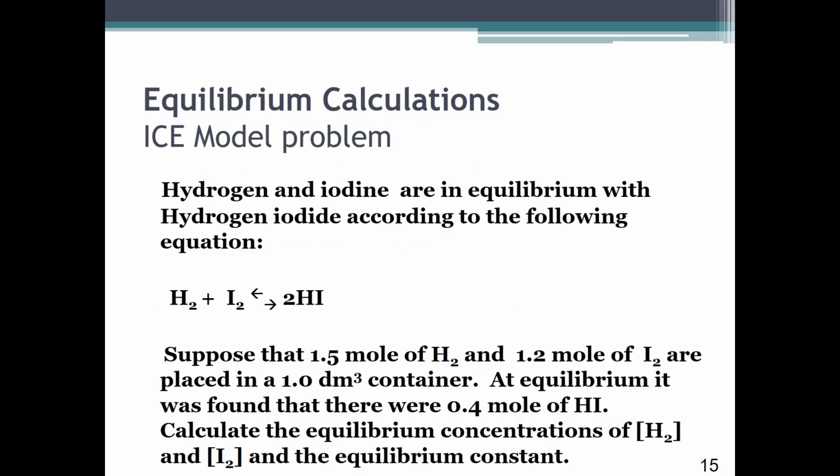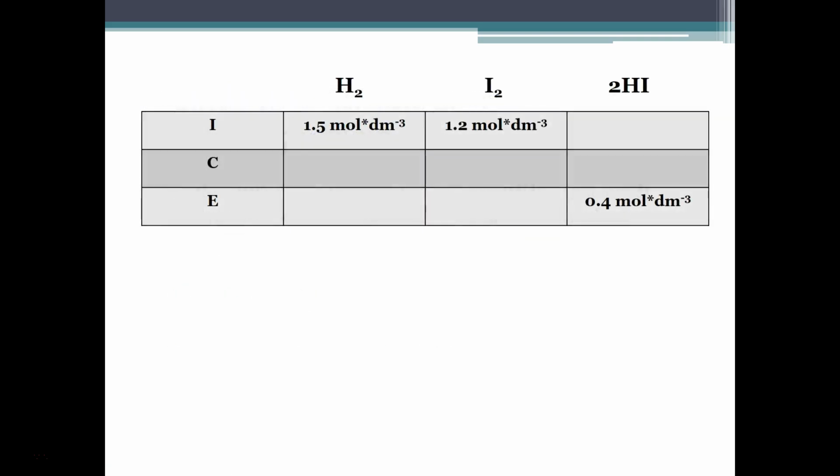It says hydrogen and iodine are in equilibrium with hydrogen iodide according to the following equation. Suppose that 1.5 moles of H2 and 1.2 moles of I2 are placed in a 1 liter container. At equilibrium, it was found that there were 0.4 moles of HI. Calculate the equilibrium concentrations of H2 and I2 and the equilibrium constant. All right, so here's our table. We have 2 reactants and 1 product. So I wrote 3 columns with each reactant or product over a different column.